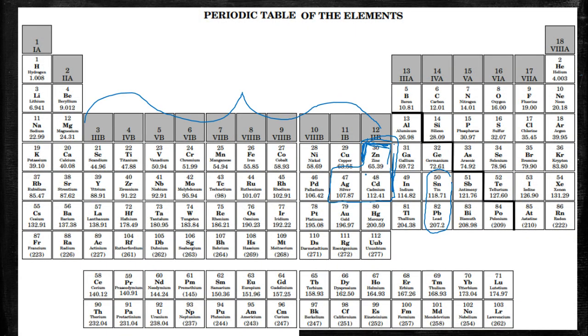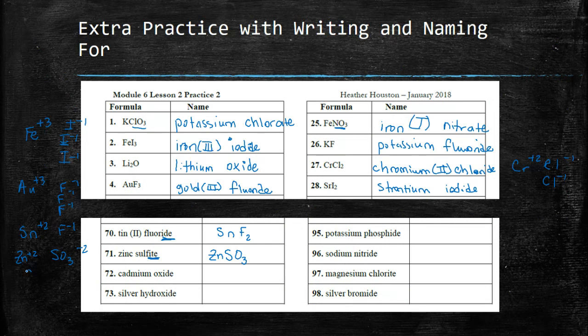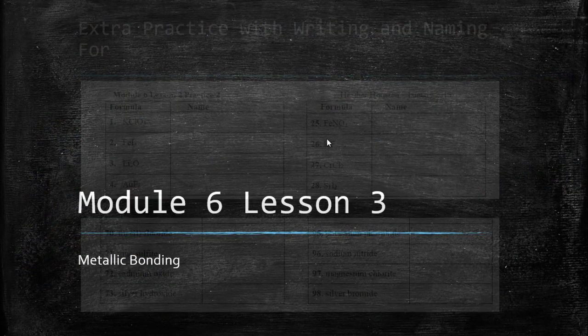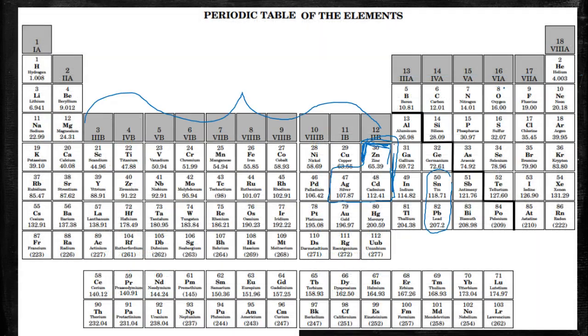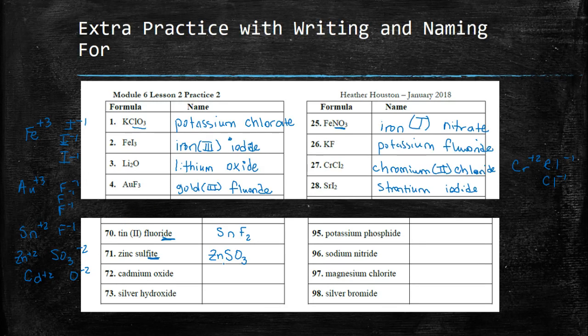Okay, cadmium oxide. Cadmium's here. Oh, look, it's one of our other exceptions. You're supposed to know this one. Cadmium is a +2. How do you know? I told you to memorize it. Oxygen's a -2 because it's in group 6, and it's going to gain 2 more electrons, making it a -2. They cancel each other out. So we simply write down CdO.